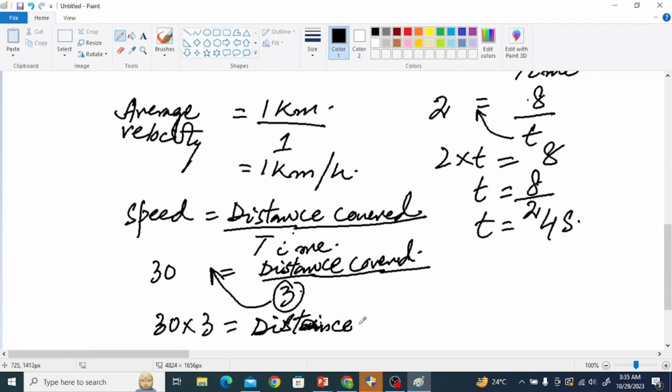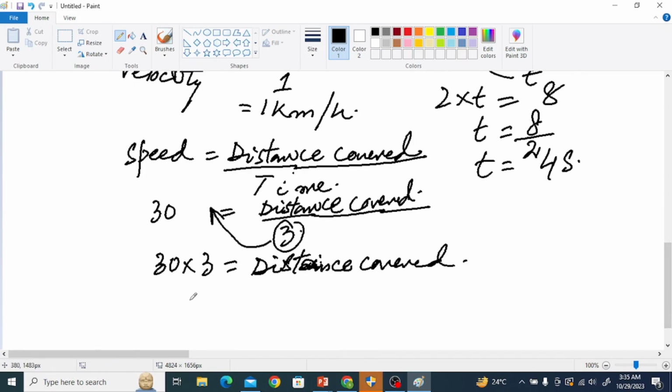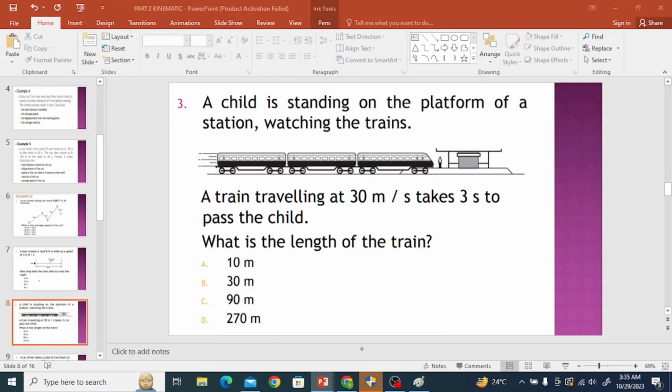So the distance covered by the train is actually the same as the length of the train, that is 90 meter. So this is giving you the length of the train, which is 90 meter. Okay, then so the right option is C, 90 meter.